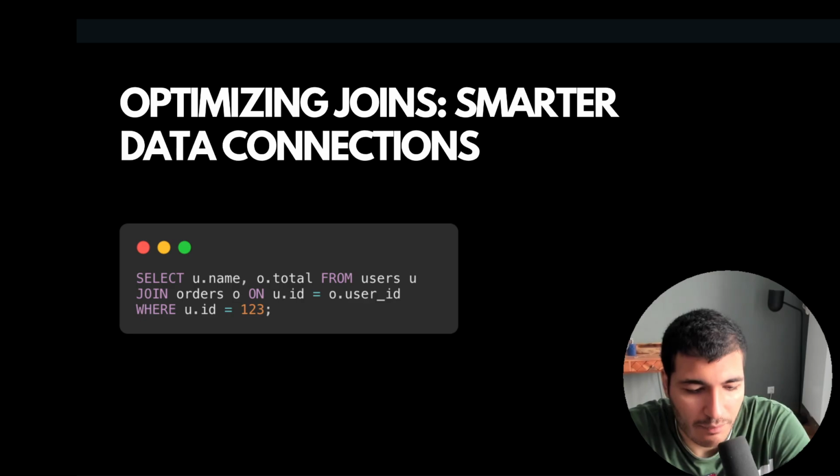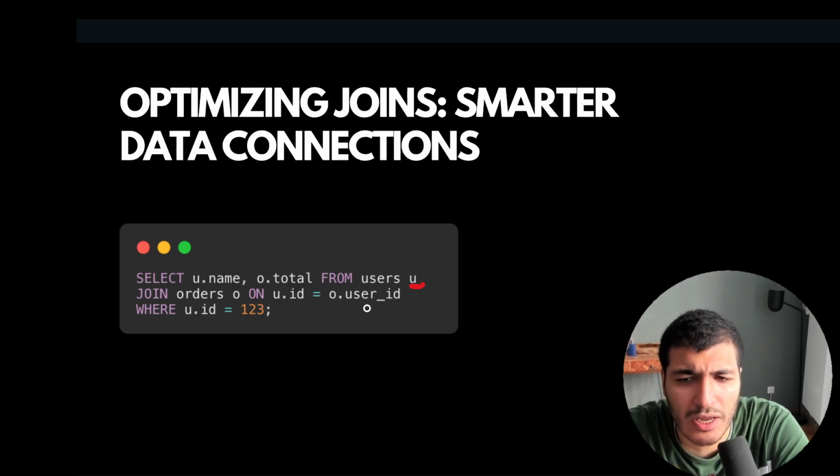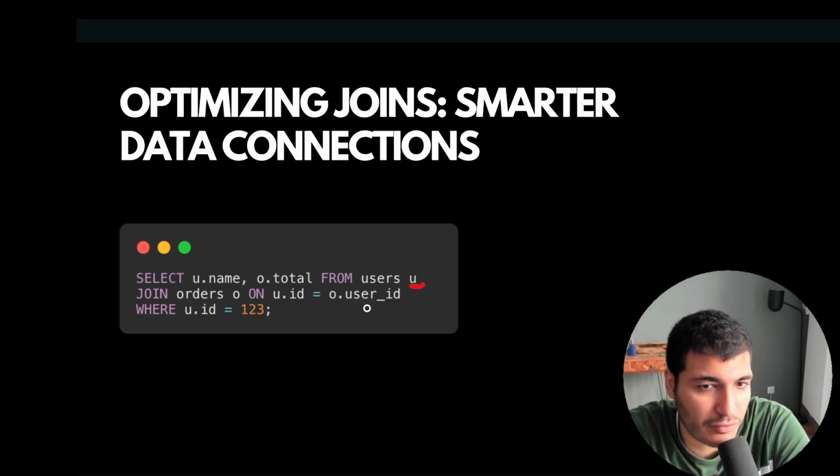For example, take a query like this: select name, total from users join orders on users.id equals orders.user_id, where users.id equals 123. If orders.user_id is not indexed, the database will have to scan the entire orders table for each user, which is incredibly inefficient.